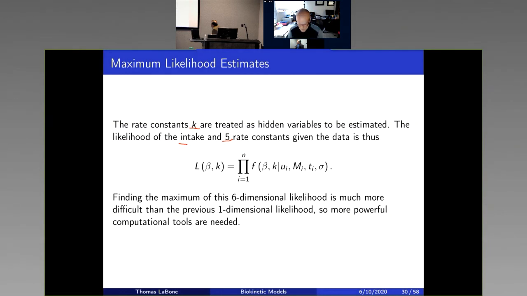But the problem here is that if I had one dimension, I can basically do this by hand. I can pick out the maximum. But if you have a 6-dimensional likelihood, then it's much more difficult to do that. You can't do that by eye. You can't work in 6 dimensions. So you need some more powerful computational tools.